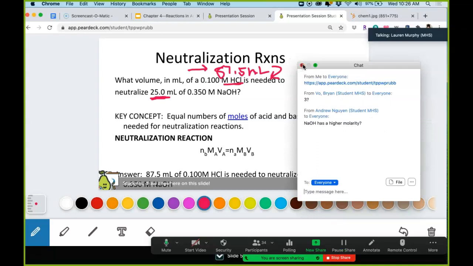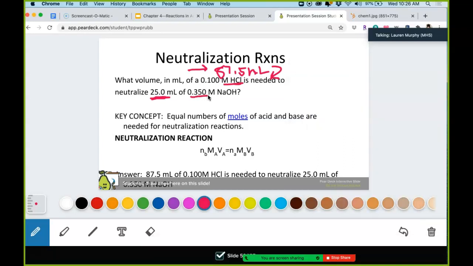Good job, Andrew. Thank you. It's because, look how concentrated the base is relative to the acid. The base is much more concentrated than the acid, so you're going to end up needing more acid in order to neutralize this higher concentration of a base. Very good job. So let's do the shortcut way.